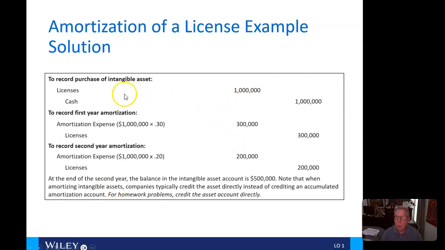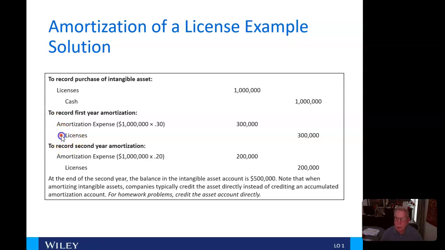Okay, so if we were to purchase this license, we're going to debit licenses, an asset, for $1 million and credit cash to pay for it. And because of the pattern that was in the problem, we're going to take 30% of that $1 million in the first year, and that's going to be charged to amortization expense.